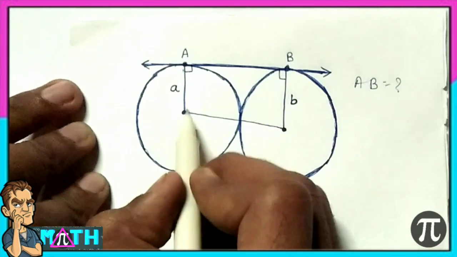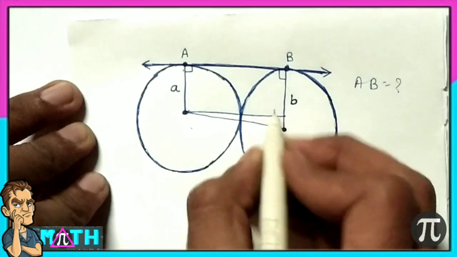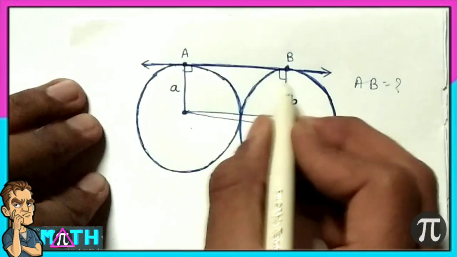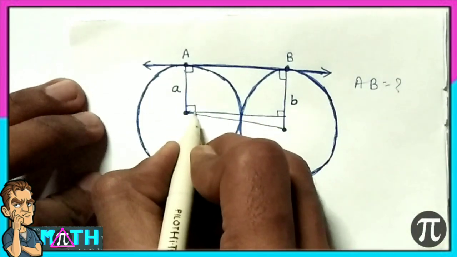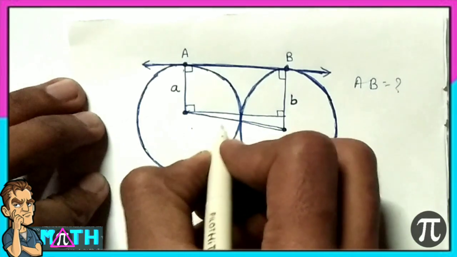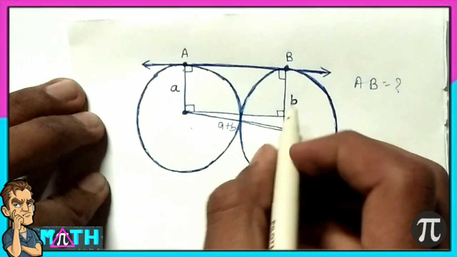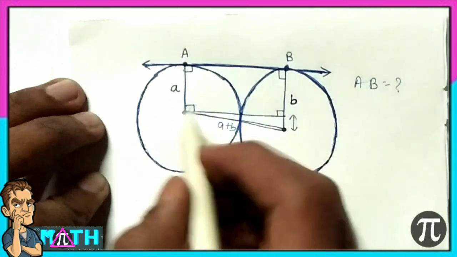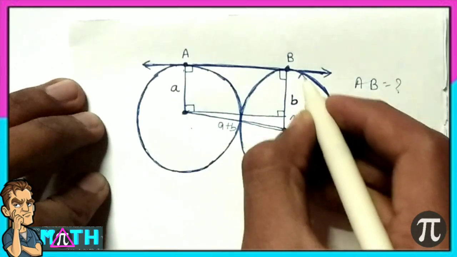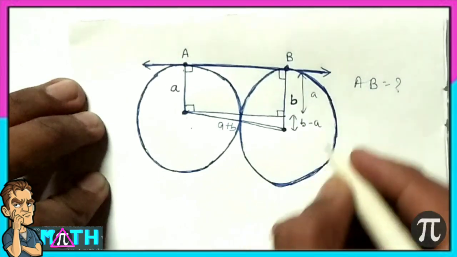Now I will draw a perpendicular line from the center of the smaller circle to the radius of the bigger one. Now if all three angles are 90 degrees, then the fourth angle must be 90 degrees as well. Now this length is A plus B, and for calculating this length, we know that this length is B and this is A, so this length is also A, so this length will be B minus A.